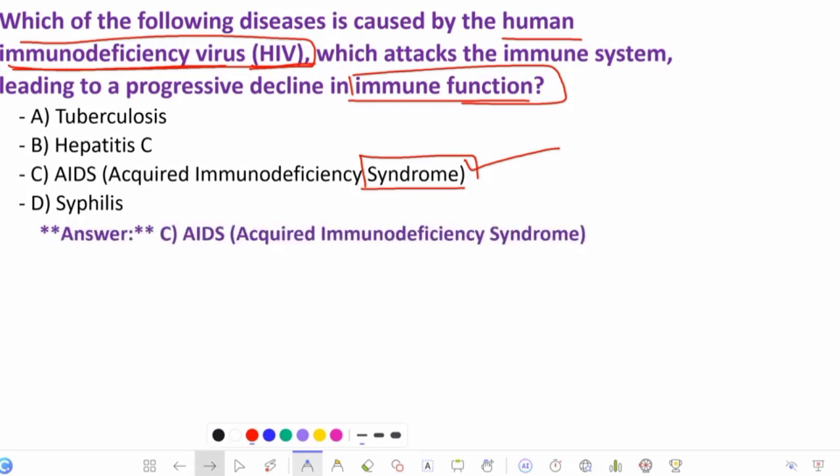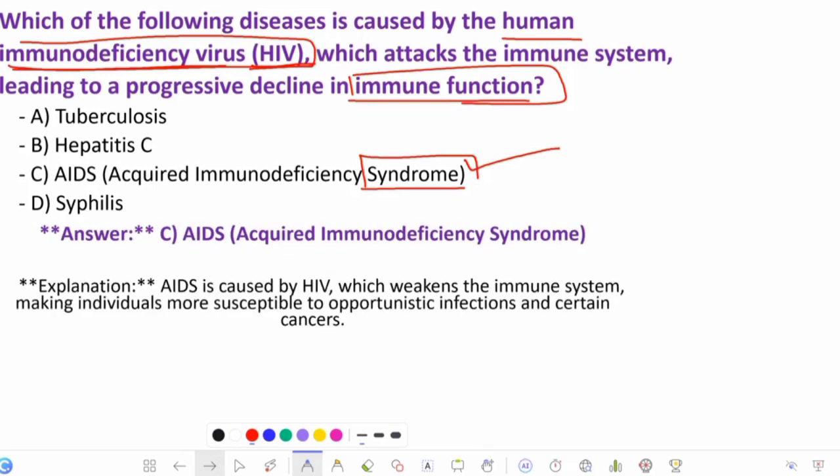Let's see the explanation. AIDS is caused by HIV, which weakens the immune system, making the individual more susceptible to opportunistic infections and certain cancers. The person will be more susceptible to opportunistic infections, seasonal infections, and certain cancers. And this condition is known as AIDS.